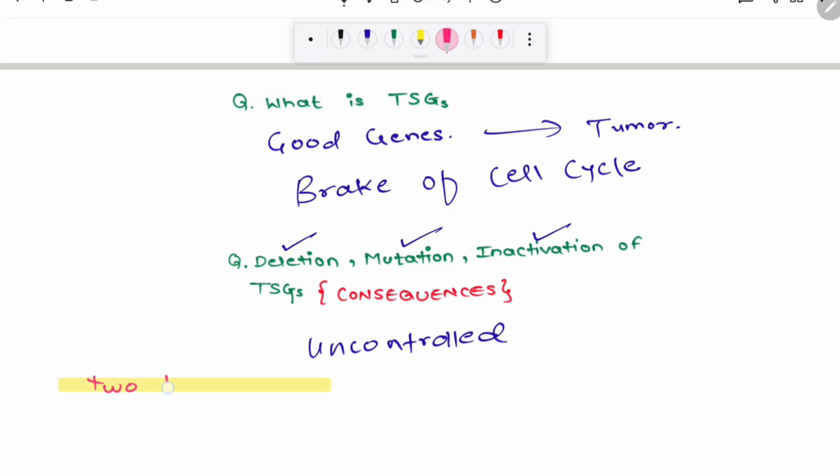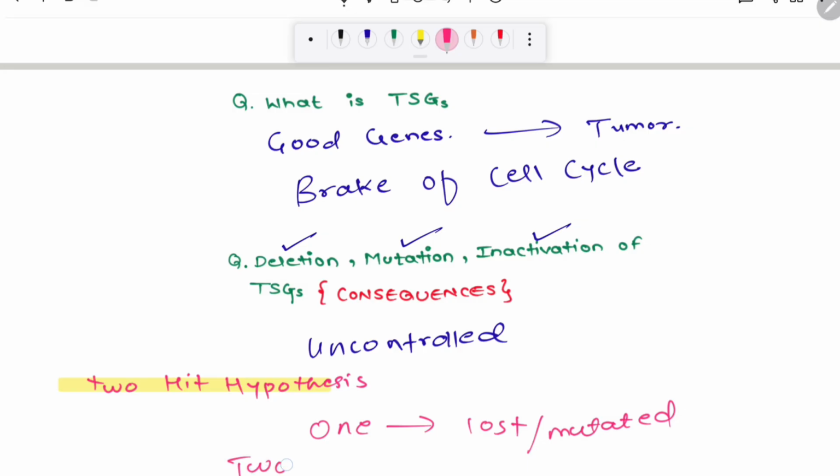And this process follows the two-hit hypothesis. Only when both copies of the gene are damaged will it lead to tumor causing stages. Even if one copy of the gene is lost, mutated, or inactivated, the other gene, which is the good one, takes hold of the cell cycle, controls it, and prevents tumor causing conditions.